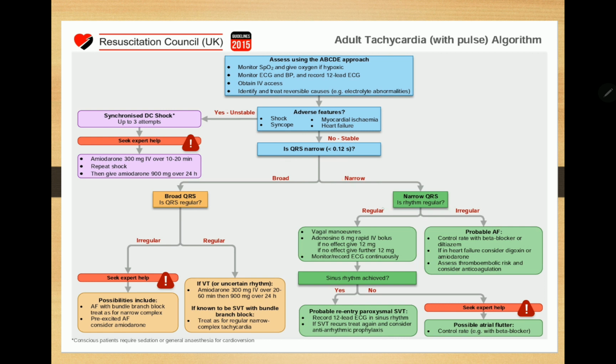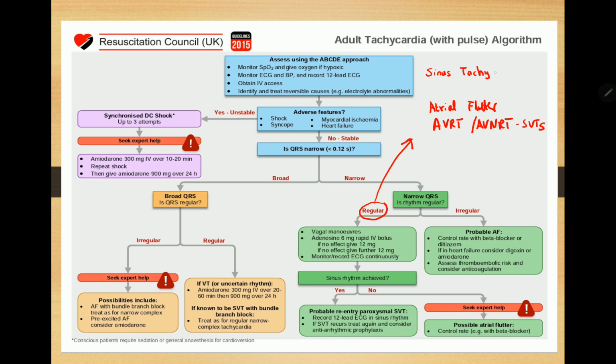Now if the QRS complex is narrow and the rhythm is regular, so all the RR intervals are regularly spaced, then this basically means we have some possibilities: either the rhythm is a sinus tachycardia, or it is atrial flutter, or AVRT, AVNRT, classically called the SVTs, as we discussed in the previous videos.